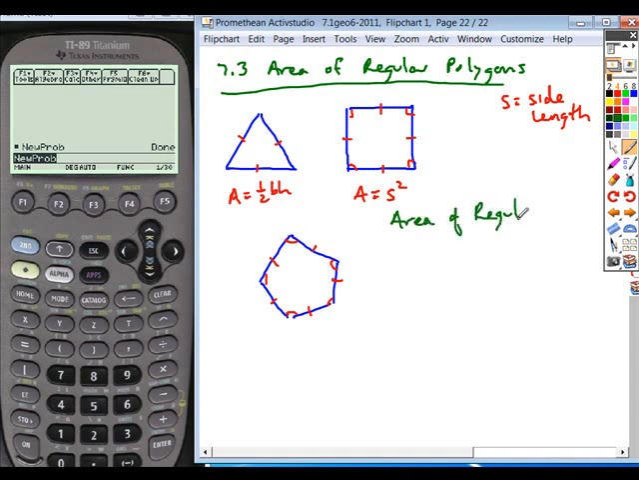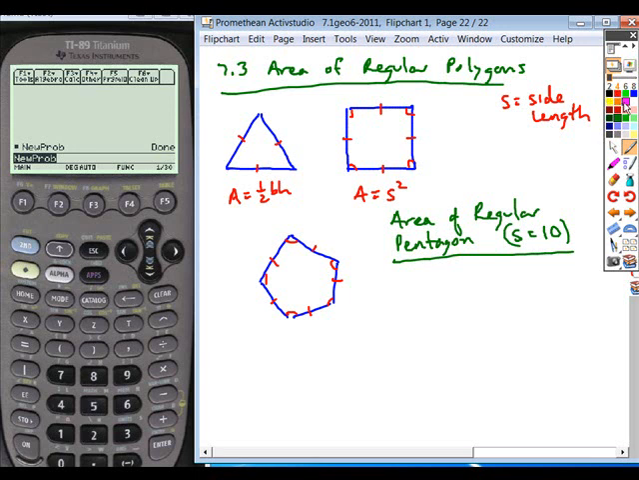So let's say we find the area of a regular pentagon, and let's say we're given that the side length is 10. For any regular polygon, you're going to do the same steps. So I'm going to show you solving it for a pentagon, and then I'll broaden it and show you what the overall steps or formula is.